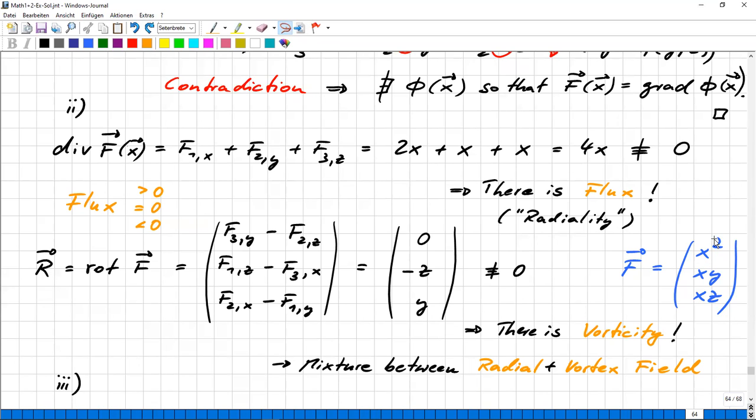So we take our résumé and say, there is vorticity, there's also flux. So this is a mixture between a radial and a vortex field. Interestingly, as complicated as vector fields may be in their behavior, you can really say everything can be described as a combination of radiality and vorticity, actually. Okay, that was the second part, and I will shortly complete it with the third part.